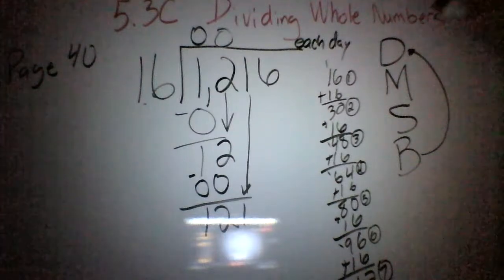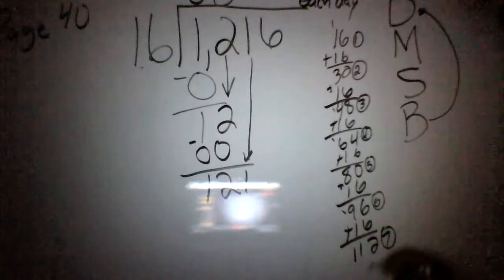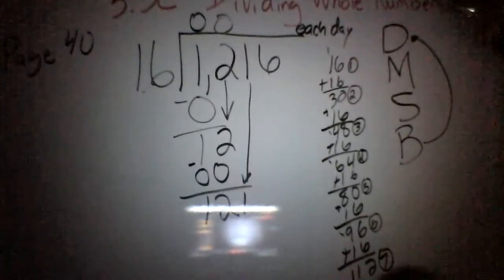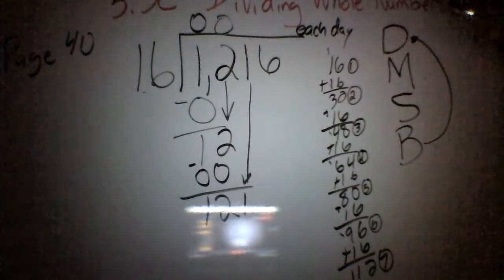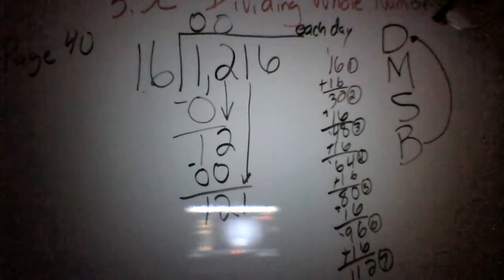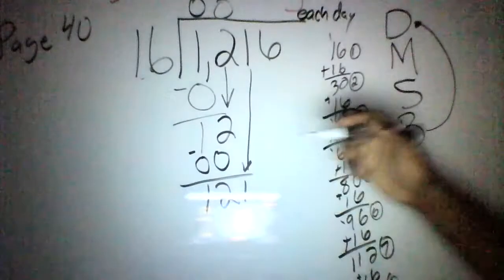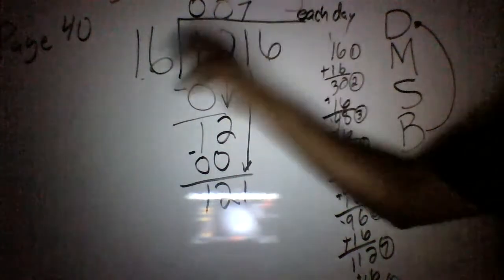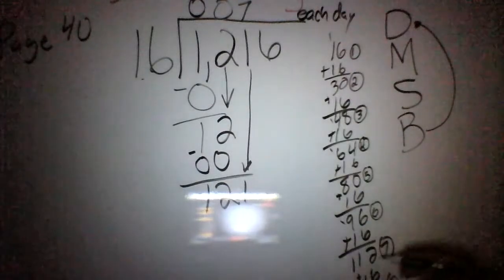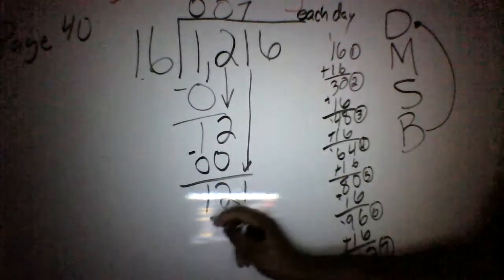And I can't go any more than 7 because that's 128. 16 more is 128, that would be 8. So I know I don't have enough for 8 groups because 8 groups is 128 and I only have 121. That means I need 7 groups. So the next digit up here is 7. 7 times 16, you see right here, is 112, so I put 112 right there.